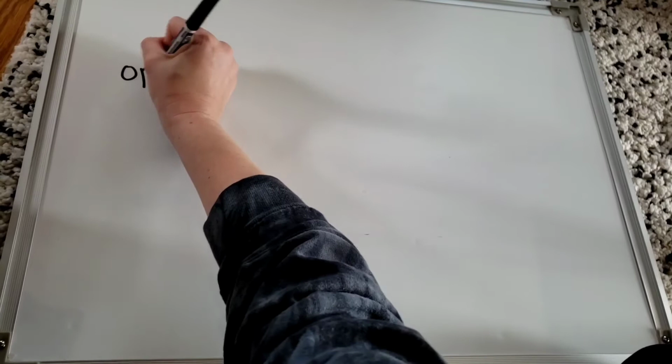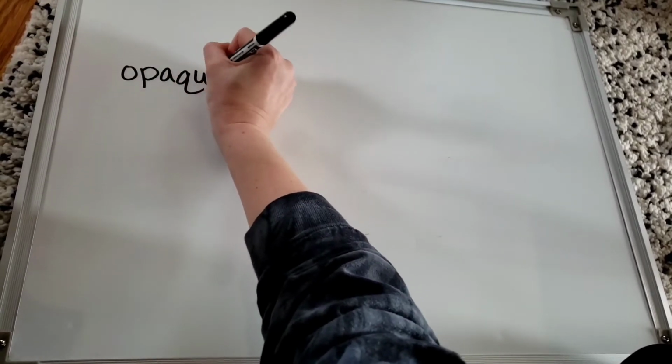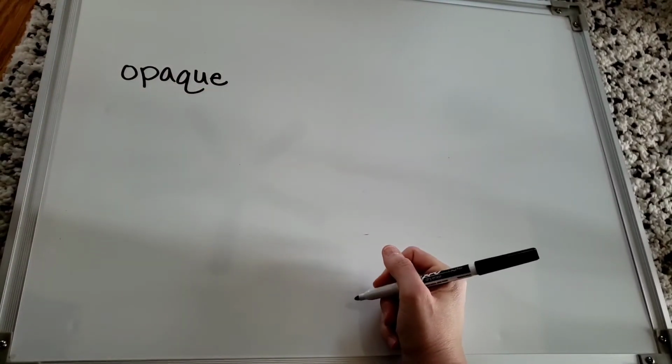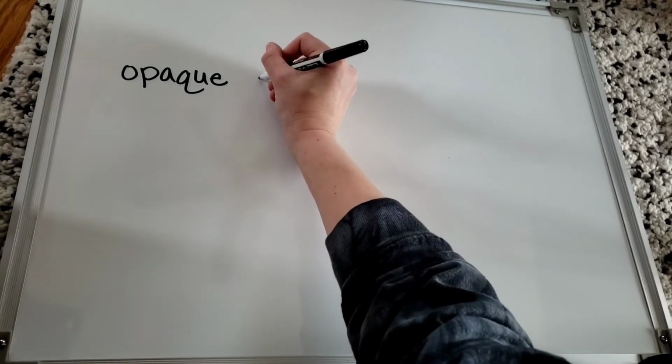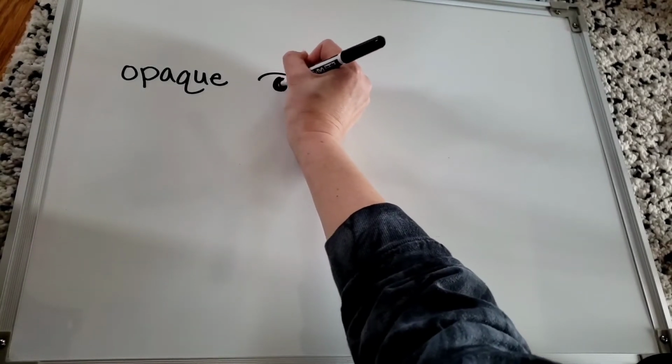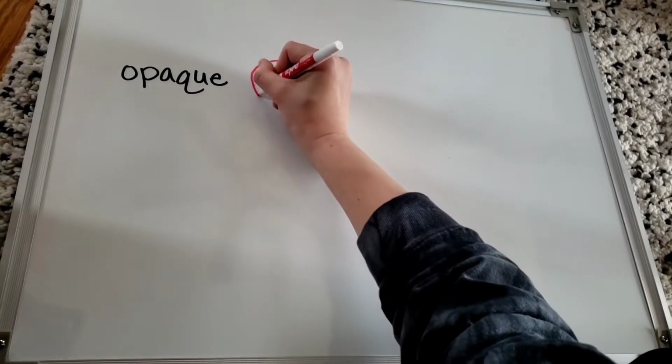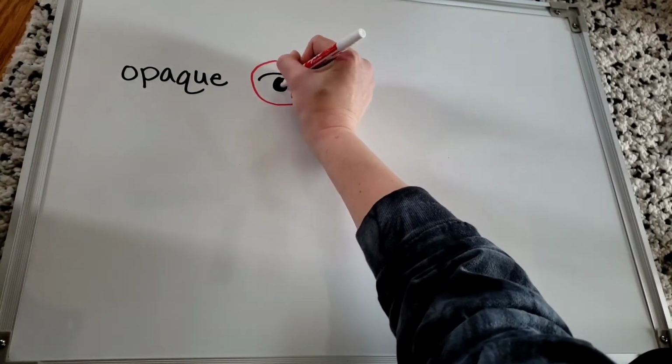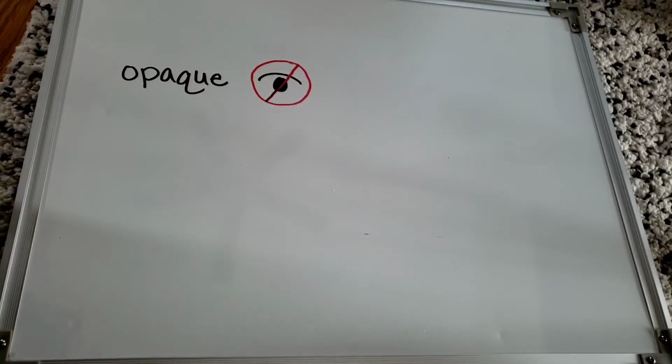Now that we've learned about the parts of a wave, we're going to learn about some more vocabulary that are going to carry you through this week and next week. Our first vocabulary word is opaque. Opaque is when something does not allow you to see through it. So this means that you can't see through it. For example, my whiteboard that I'm drawing on right now is opaque. You can't see through it. It doesn't allow any light through.